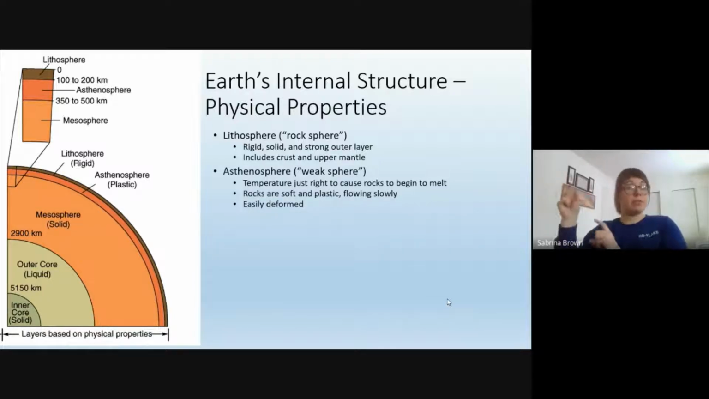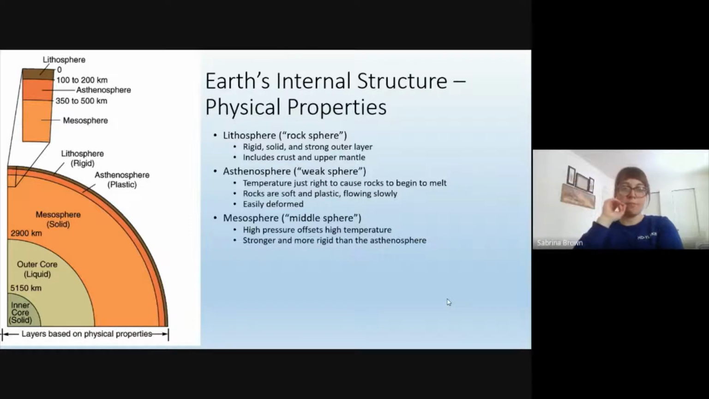And so why we care about these two physical layers specifically is that when we're talking about plate tectonics here in a bit, as we get to what plate tectonics is, we will refer back to these two layers, the lithosphere and the asthenosphere. So remember, lithosphere is the rigid upper part, right, outer layer. The asthenosphere is this plasticky, easily deformed part of Earth.